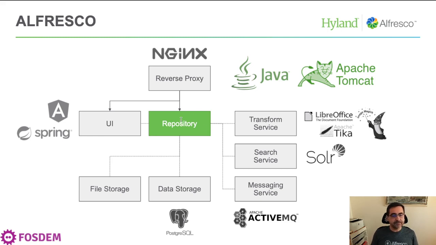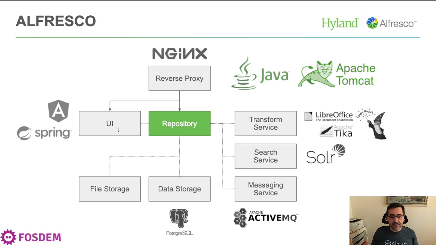The repository, that is mainly built in Java and Spring Framework, is deployed in Apache Tomcat. The transform service uses a bundle of different open source projects like LibreOffice, Apache Tika, and ImageMagick to get the format transformations done. The search service is a wrapper of Apache Solr, while the messaging service is built around Apache ActiveMQ. Commonly, Alfresco is deployed using PostgreSQL, but other open source databases like MariaDB are also supported.